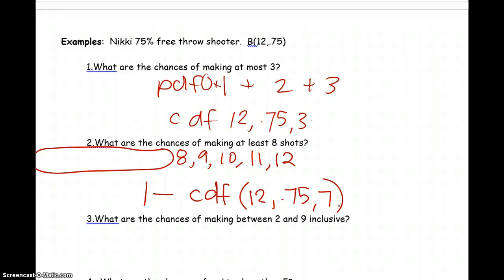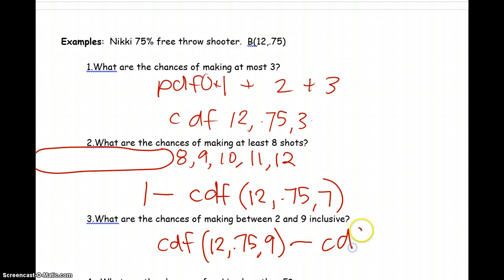What are the chances of making between 2 and 9 inclusive? Now, think of this like you think of the z-score table. If I do CDF up through 9, that's going to add up 0, 1, 2, 3, 4, 5, 6, 7, 8, 9. If I only want 2 through 9, so I want to include 2 and I want to include 9, I basically need to subtract off 0 and 1. So I'm going to subtract off CDF 12, 0.75, 1. And that should do that.